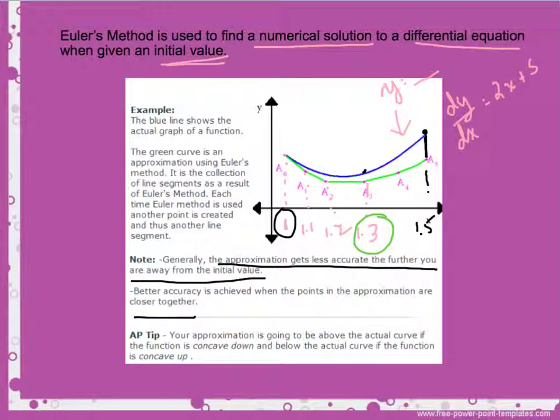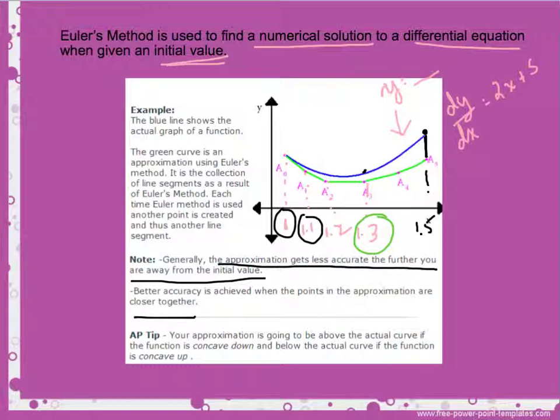So if I wanted to know something like 1.3, I would really like to use something closer to 1.3 as an initial value, but I want to keep what we call the step very small. In this case, we're using a step of 0.1. It would be nice if we could do smaller than that, but that's going to take a lot of time to do.